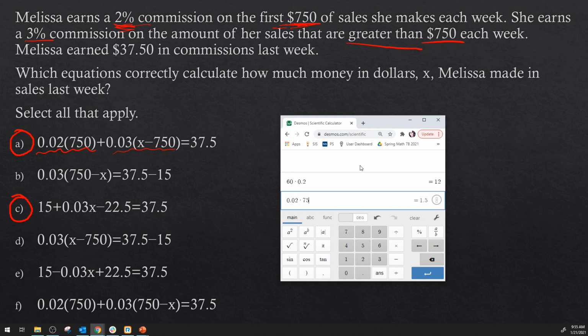So 2% times 750 gives us this 15, okay? So this 15 is just what she's getting. And then I have this minus 22.5. And the reason why I have this here is because if I were to take 15 and add it to this, I get how much she earns, this 37.5, which means that anything she earns over this 15 is what she's going to get with this 3% commission.